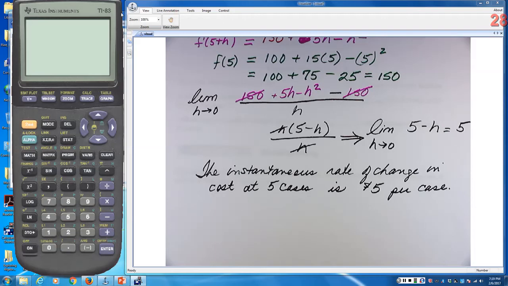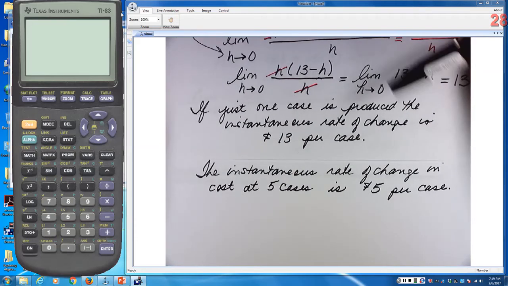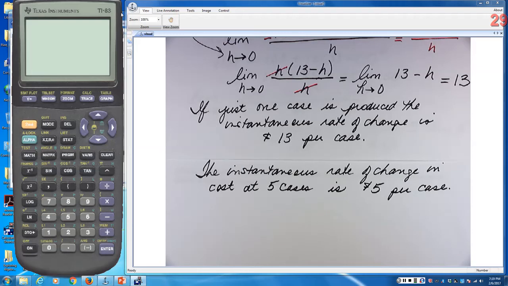Now compare that to when it was at 1 case. What's happening to the instantaneous rate of change of cost? It's decreasing. Does that make sense?